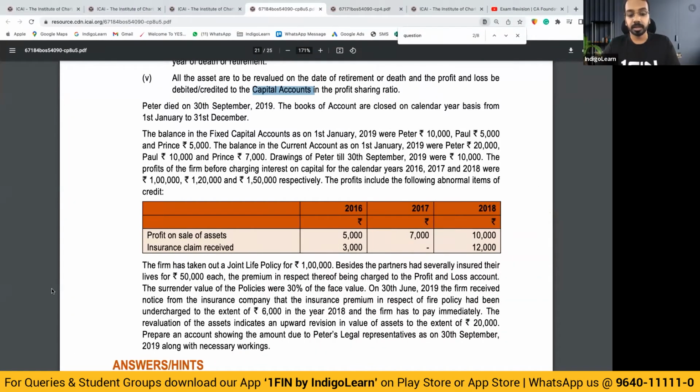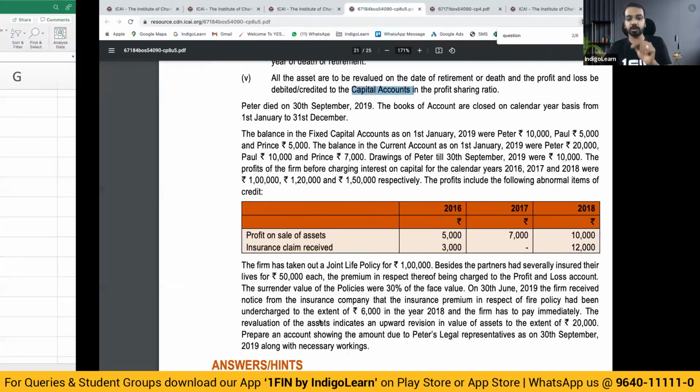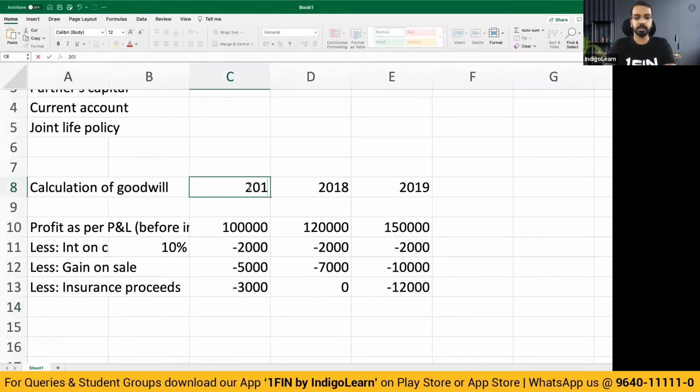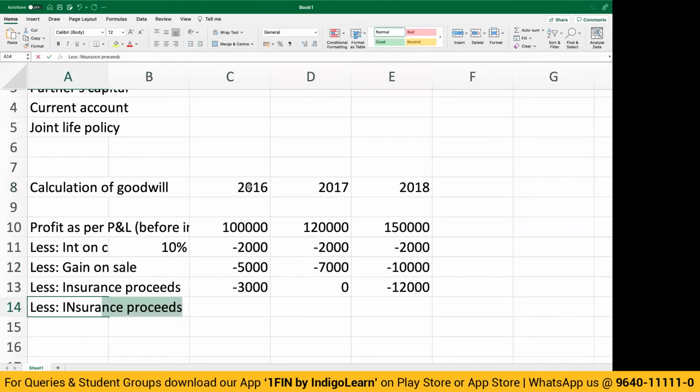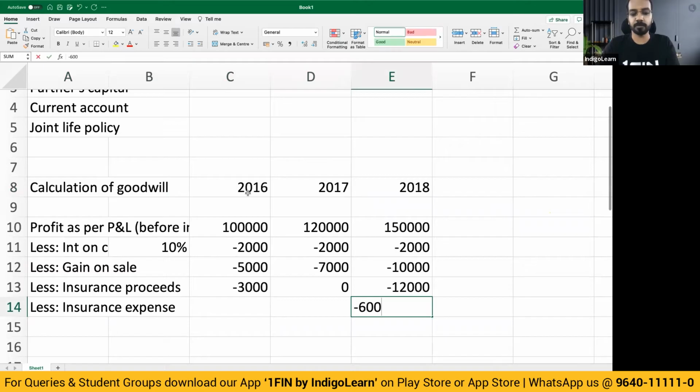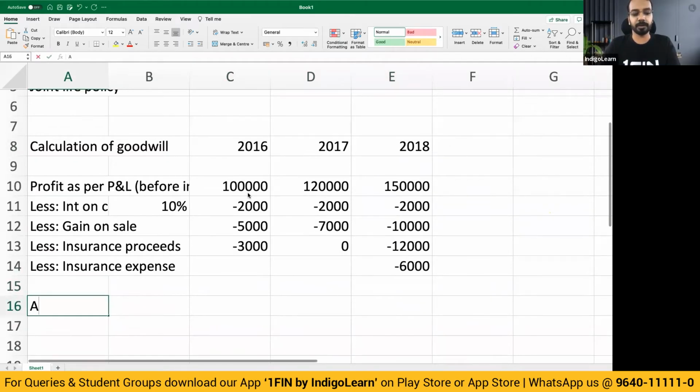Correct. Then there was an expense which was not charged. Now we have to charge it. And which year was that? That was in the year 2018. So, sorry, this is 2016. This is 2016, this is 2017, and this is 2018. And here there is an insurance expense not charged. That is 6,000. Okay. With this, we'll get the adjusted profit.